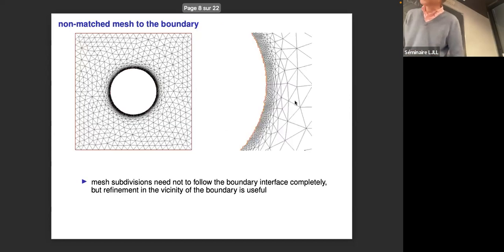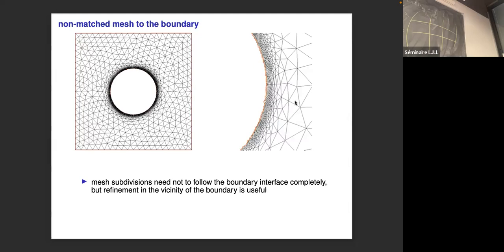Then my plan is how to solve this kind of non-matched mesh to the boundary. Here I have something removed from the circle from the square region, and then we look closely. This boundary is not smooth. Then this is somewhat internal, one layer inside. There is the actual boundary, this is the circle. So in this case, the mesh subdivision does not need to fit the boundary, so we don't need to use body fit. This makes the usage of the mesh generator somewhat relaxed.